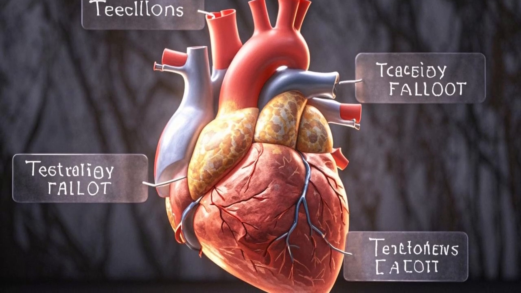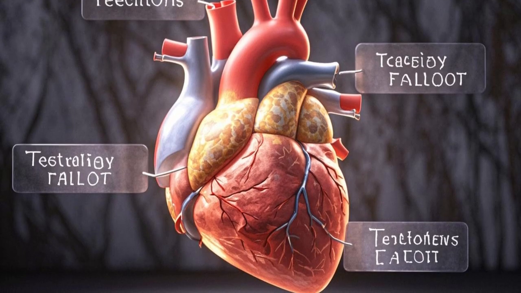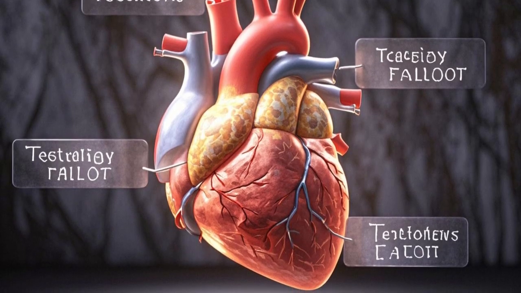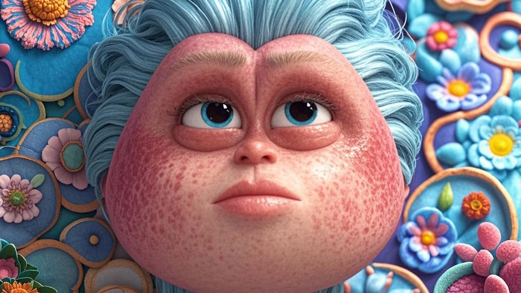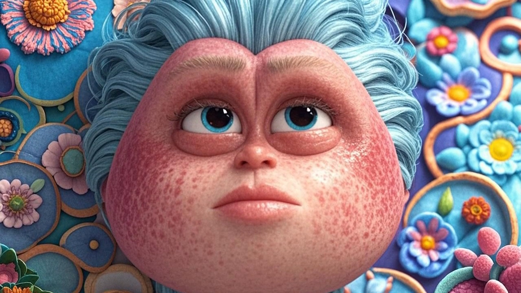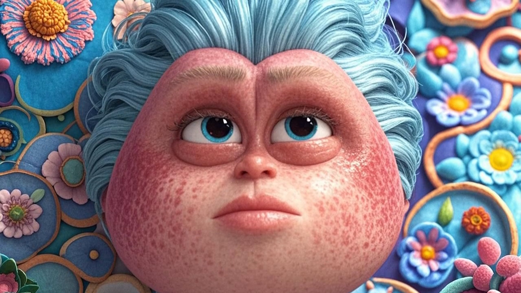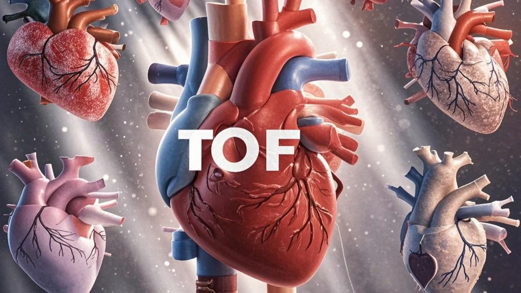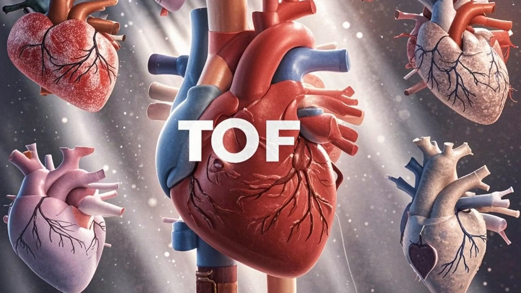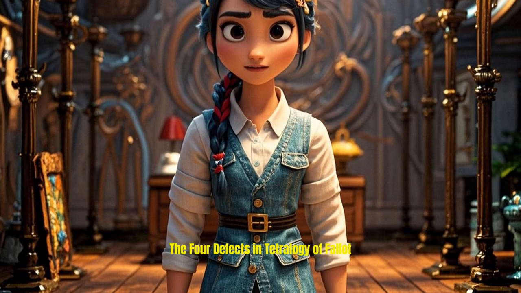Tetralogy of Fallot (TOF) is a congenital heart defect comprising four key abnormalities that affect the structure and function of the heart. It results in poor oxygenation of blood, leading to cyanosis, bluish discoloration of the skin and mucous membranes. It is one of the most common cyanotic congenital heart conditions. The four defects in Tetralogy of Fallot.